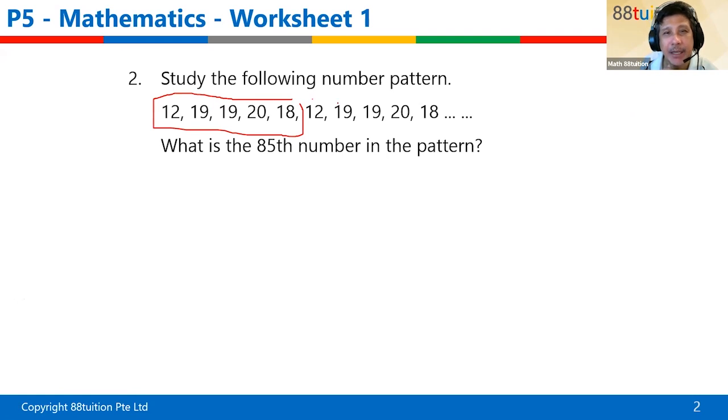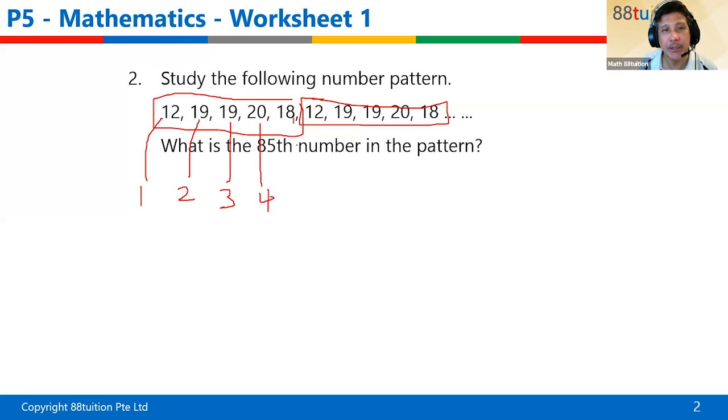Whenever you have 5, do you know that it is always the same pattern as question 1? Your first is always going to be a 12. Your second is always going to be a 19. Your third is going to be a 19. Your fourth again is a 20. And your fifth will be your 18. But because there are 5, and we only have 10 numbers, when you have 5, it's like half of the 10 numbers. And because it's half of the 10 numbers, that's why your 6 will match your 1.